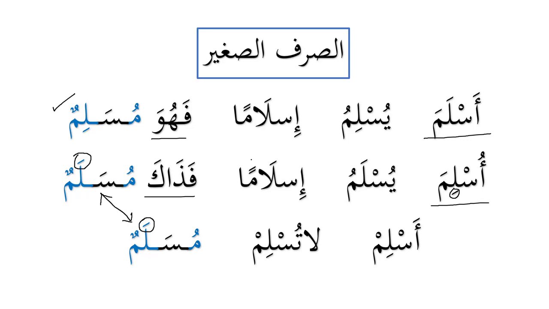So aslama yuslimu islaman fahuwa muslimun, and then we have the passive uslima yuslamu islaman fadhaka muslamun, aslim la tuslim, and muslamun. So this is fi'l al-amr, this is fi'l al-nahi, and this is your dharf.